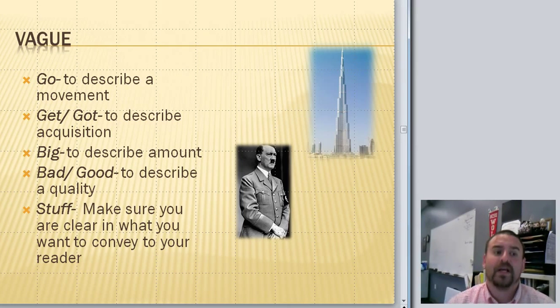Okay. Sometimes words are just vague, and you need to change them because they're vague. Words like go, when you're describing a movement. Well, how are they going? Describe that movement a little bit more directly. Are they skipping? Are they walking? Are they running? Are they jogging? Are they moving expediently? How are they going?